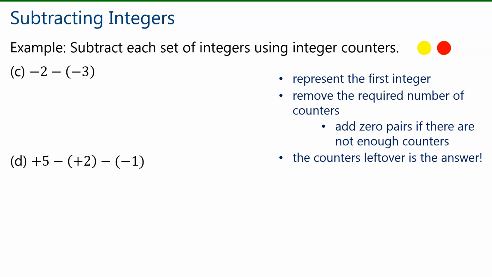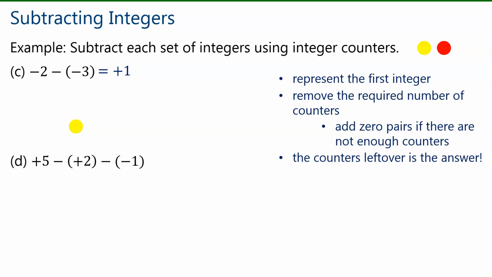Now for C, we have -2 take away -3. So we'll start by representing -2. So here I have 2 red counters. Now I have to take away 3 red counters, but I don't have 3 there, I only have 2. So let's add on a 0 pair. So now you can see I do have 3 to take away, leaving me with +1. So -2 subtract -3 is +1.